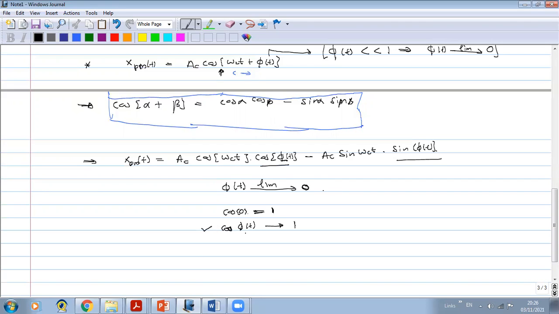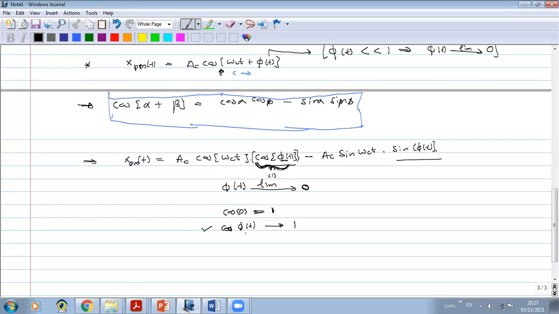Then secondly, using the narrowband assumption, we can eliminate this cos φ(t) term, because this is very near to 1. So we can eliminate this term.